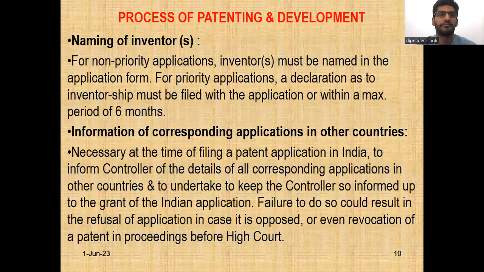Naming of inventors. For a non-priority application, inventors must be named in the application form. For priority applications, a declaration as to inventorship must be filed with the application or within a maximum period of 6 months. Information of corresponding applications in other countries is necessary at the time of filing a patent application in India: the applicant must inform the controller of the details of all corresponding applications in other countries and undertake to keep the controller so informed up to the grant of the Indian application. Failure to do so could result in the refusal of the application in case it is opposed, or even revocation of a patent in proceedings before the High Court.